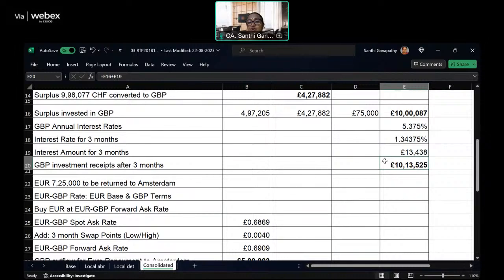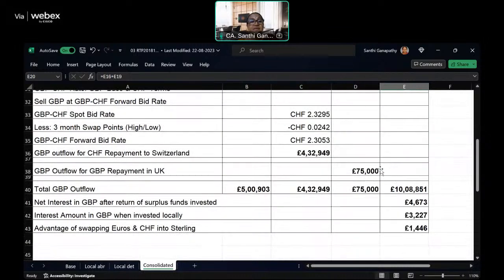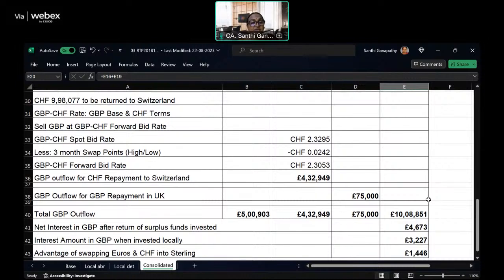The investment receipts you have got is 1013,525. The outflow is 1008,851. So you have got an interest of 4673 GBP. When you invest locally, it is only 3277. So the question is whether there is an advantage of swapping euros and CHF into sterling. Yes, you do have an advantage of swapping euros and CHF into sterling. And that results in an incremental benefit of 1,446 GBP.